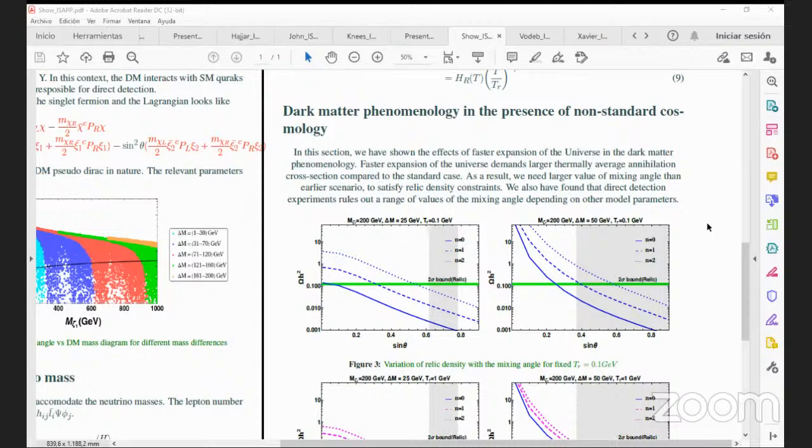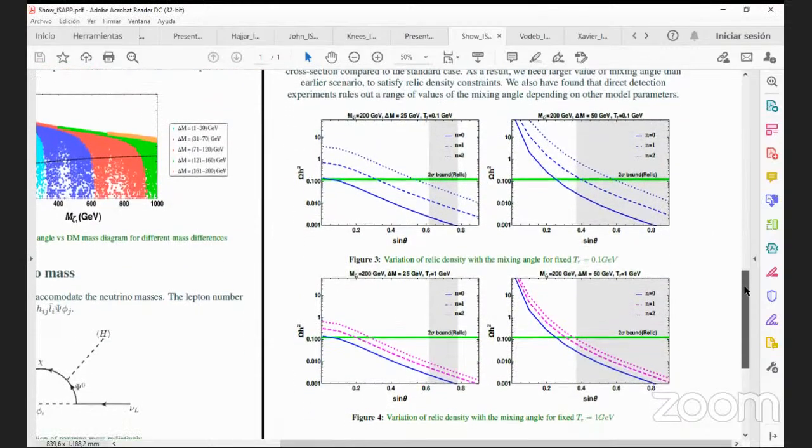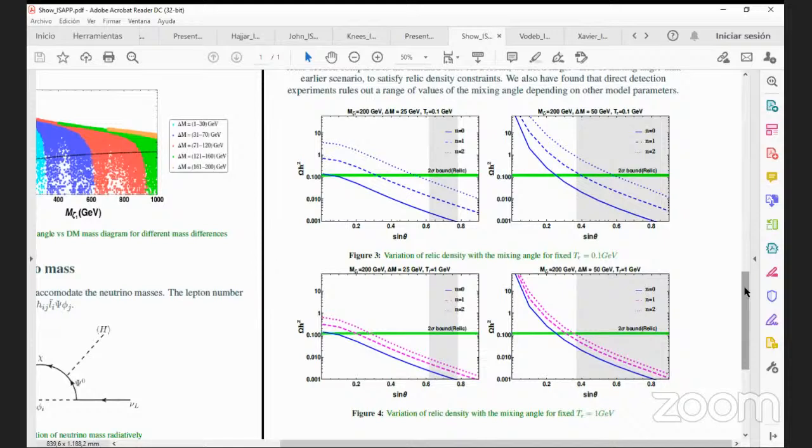As you increase the value of n, that means you are increasing the expansion rate, and that means you need larger and larger cross sections, and that is why you need a larger sine theta as you increase the value of n. We have done the same thing with the other parameters, but here we have changed the mass difference from 25 to 50, and in the lower panel we have done the same thing, but where we have changed the reference temperature from 0.1 GeV to 1 GeV.